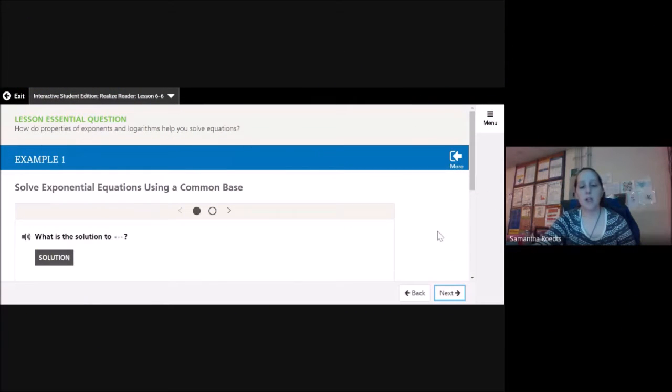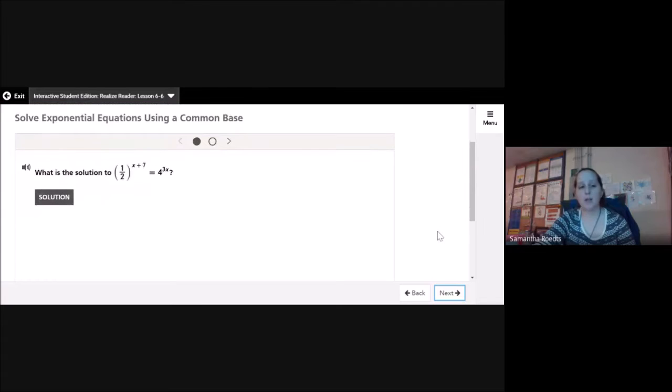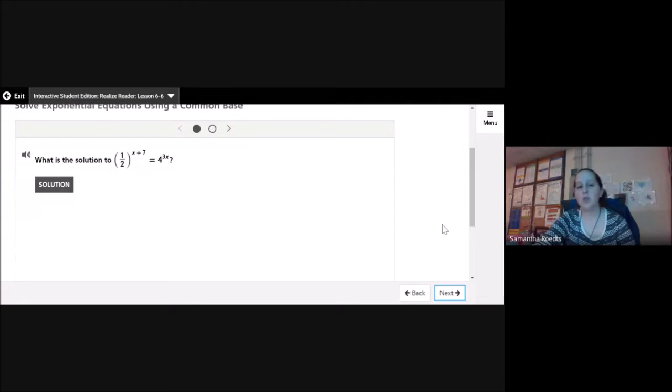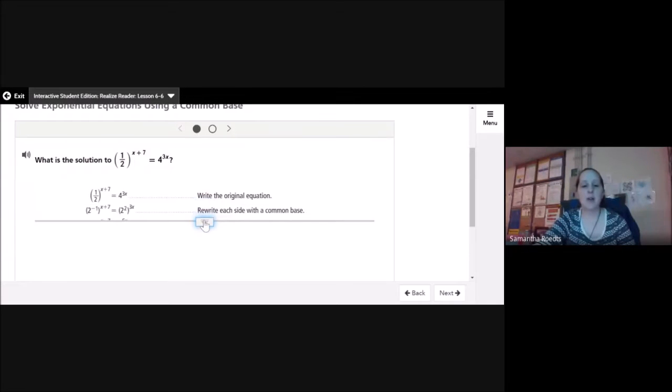Example 1, solve exponential equations using a common base. What is the solution to (1/2) to the x plus 7 equals 4 to the 3x power? I write the original equation, and I rewrite each side with a common base, in this case a common base of 2. Because 4 is 2 squared, 1/2 can be written as 2 to the negative first power.